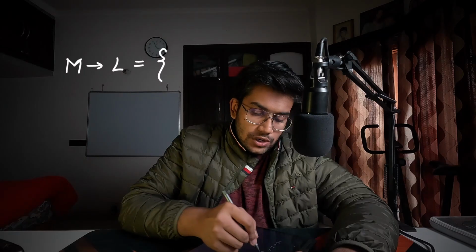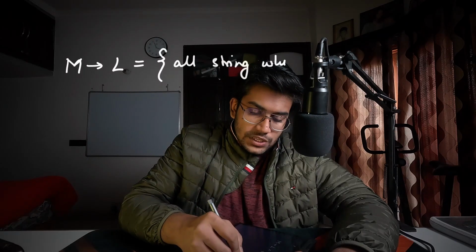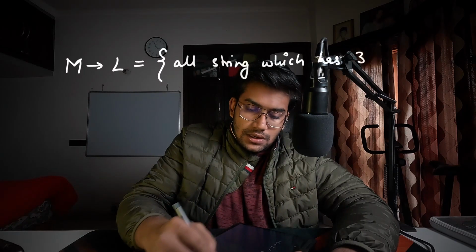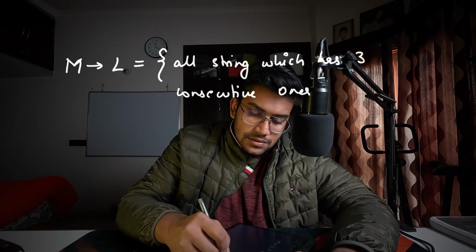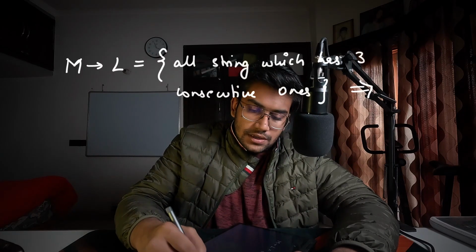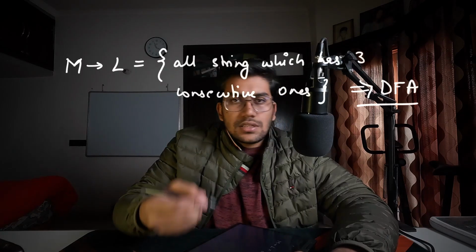So let's create the machine M that recognizes the language L, which is what? All strings which have 3 consecutive ones. And so we have to create a DFA. So that is the question.